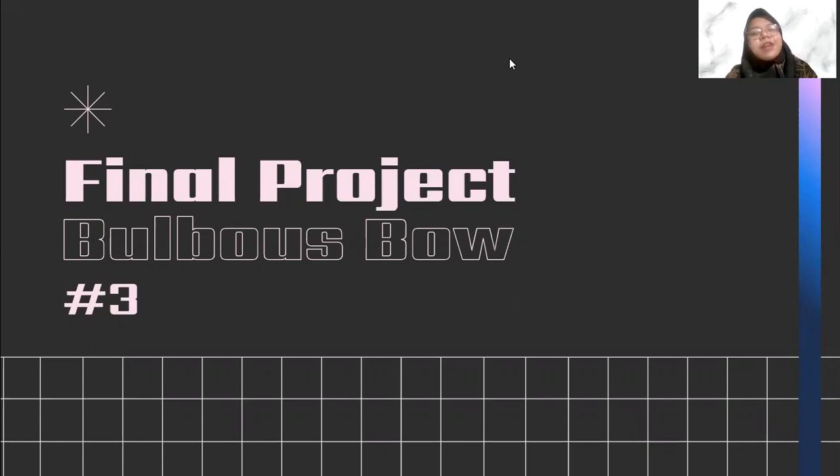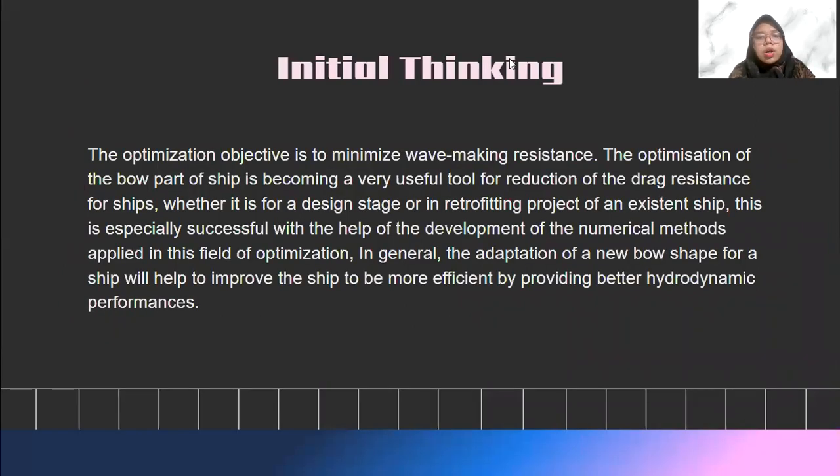Let me introduce myself. My name is Ratu Talita Ratisha Miranti from Teknik Perkapalan, and today I will explain my third task on my final project, which is the last part of my final project, and my object is still bulbous bow. So basically, this is about an optimization of the bulbous bow functions for the fast ship, where we start from the initial thinking, the optimization objective is to minimize wave-making resistance.